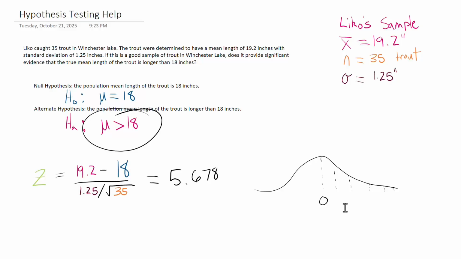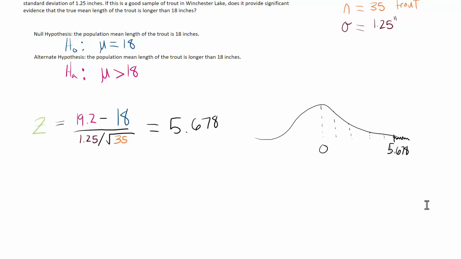This is a right-tailed test. We're looking for means greater than 18. So we would be shading this tiny, tiny area to the right of 5.678 standard deviations away from the mean of 0 in the normal distribution. There is a function on calculators we can use to calculate this.